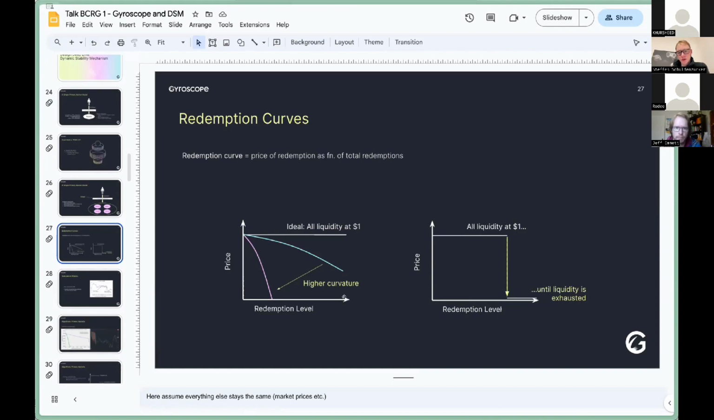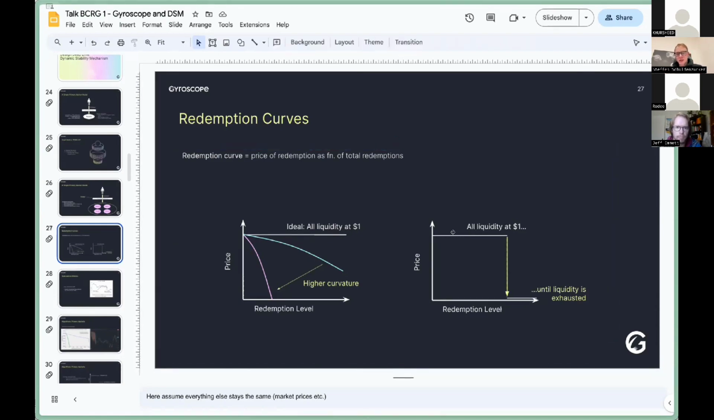So up here, there are just no tokens left. And then on the y-axis, I'm putting the price. Ideally, of course, this should be a horizontal line, but if it's under-collateralized, we don't have enough assets to make that happen. So that line has to curve down in some way. And higher curvature, of course, means that you're dropping the redemption price more quickly. And that's the main design tool.